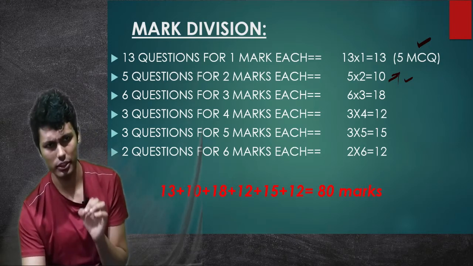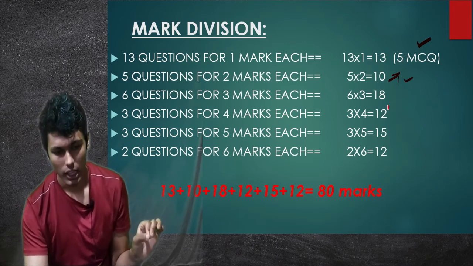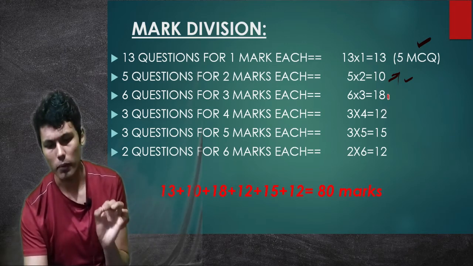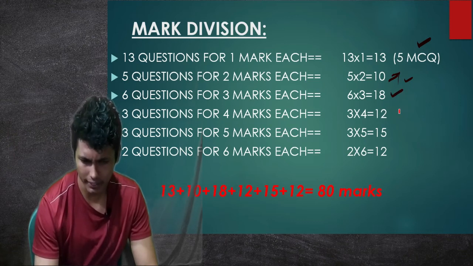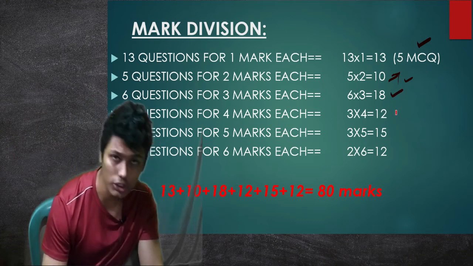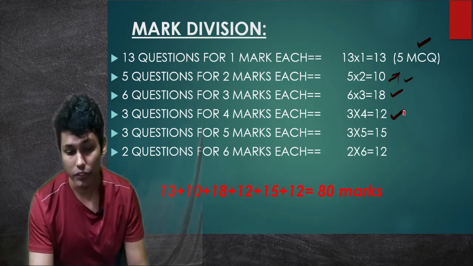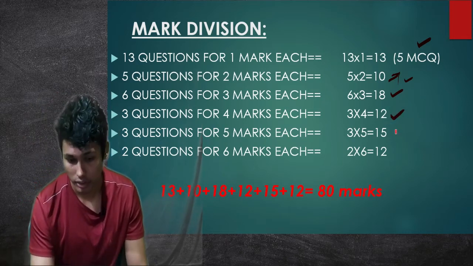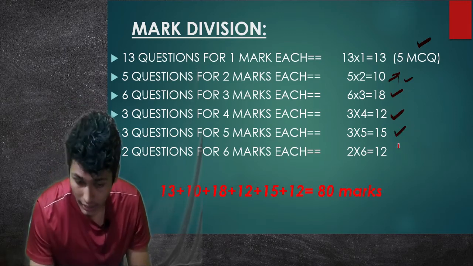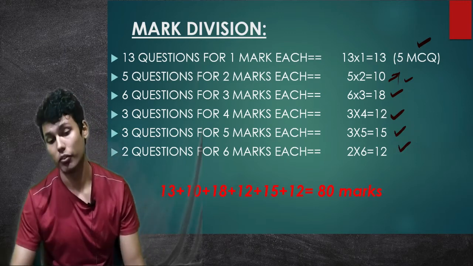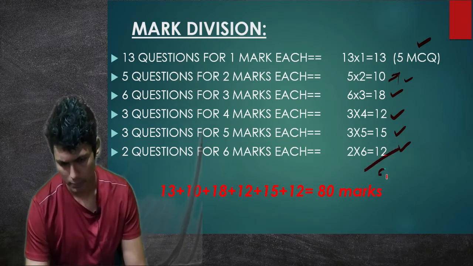There will be 6 questions, each consisting of 3 marks, and there will be 3 questions for 4 marks each. So 6 questions for 3 marks, 6 threes are 18, and 3 questions for 4 marks each will be 12, right? And 3 questions for 5 marks each. So 3 fives are 15, and 2 questions for 6 marks each, 2 sixes are 12. If you add all these, it will be 80 marks.